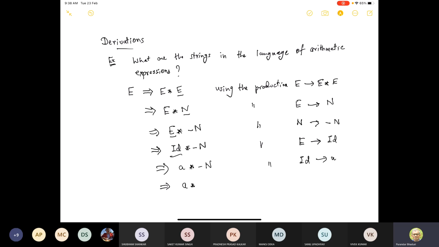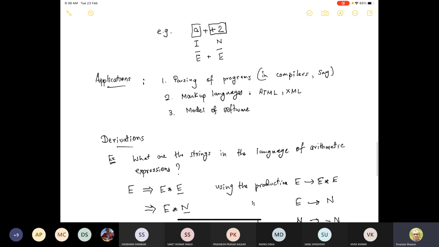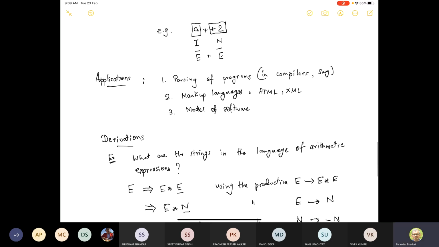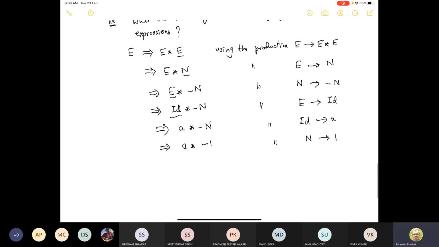And I rewrite the variable n as 1, say. Right? So that is an arithmetic expression. It looks strange, but if we use this grammar, then it is a valid expression.